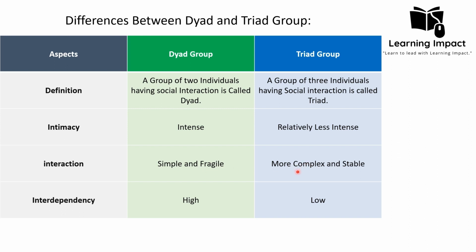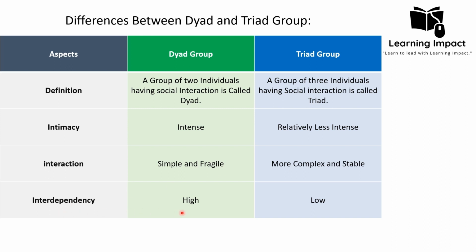Then in case of the triad group, it is considered more complex and stable interaction. Because there are many members included, so there are various perspectives, so it is considered more complex. And why is it called stable? Because there are various individuals involved, so there is less privacy. That's why it is considered more stable.